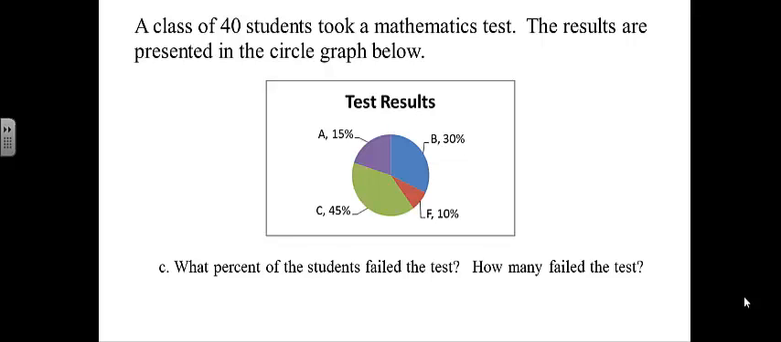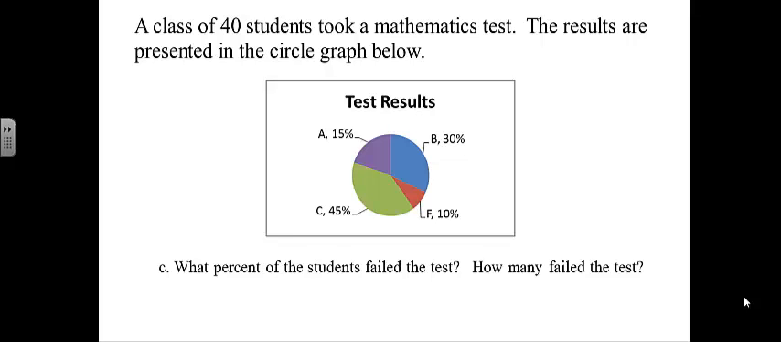Let's look at the question where a class of 40 students took a mathematics test. The results are printed below. What percent of the students failed the test, and how many failed the test? So we have two questions. Looking at the graph, we can determine what percent of the students failed the test. We use A, B, and C as passing grades, which means F is our failing grade at 10%. So 10% of the students failed the test.